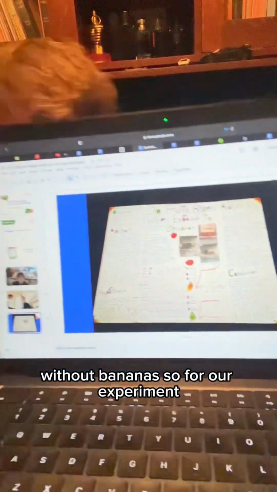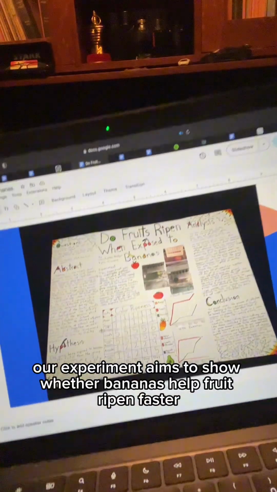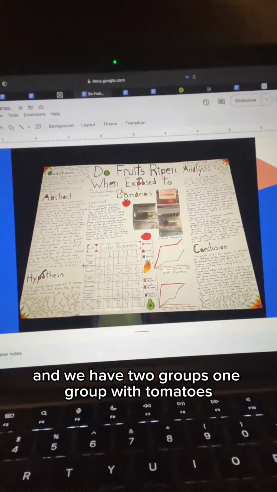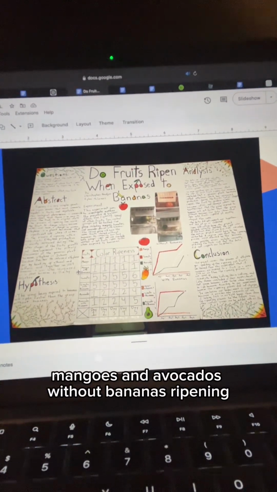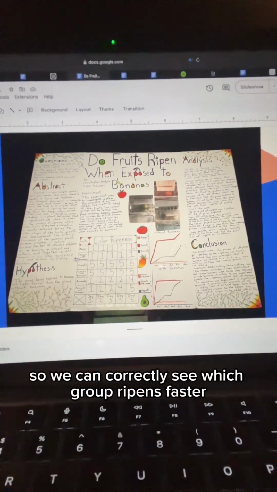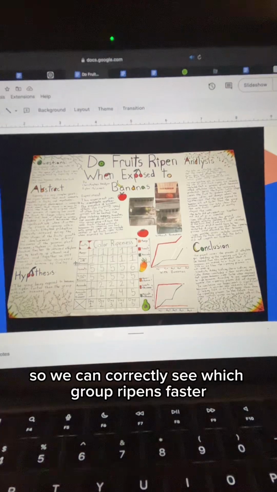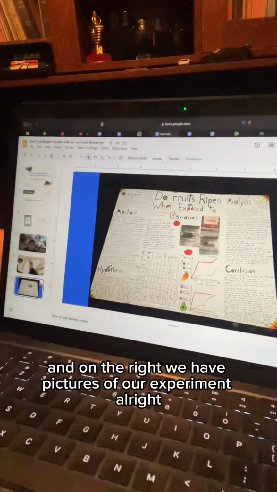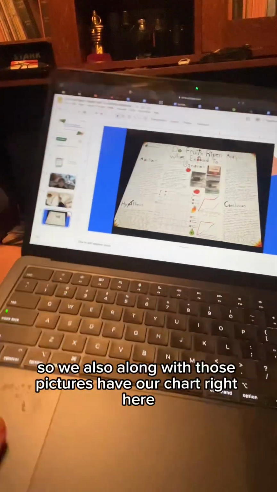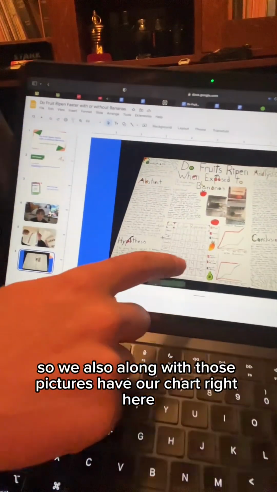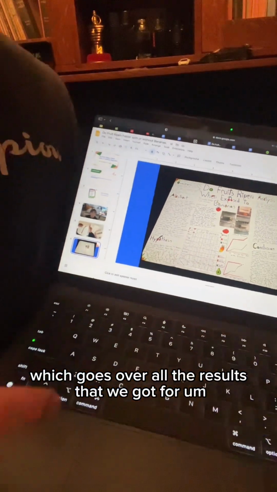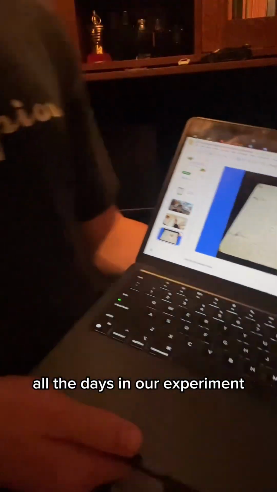Our experiment aims to show whether bananas help fruit ripen faster. We have two groups, one group with tomatoes, mangoes, and avocados without bananas, and another group with the same fruits, just with bananas, so we can correctly see which group ripens faster. On the right, we have pictures of our experiment. Along with those pictures, we have our chart right here, which goes over all the results that we got for all the days in our experiment.